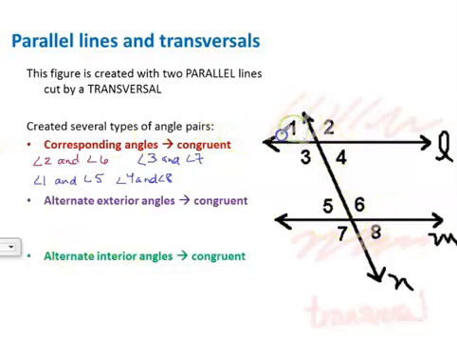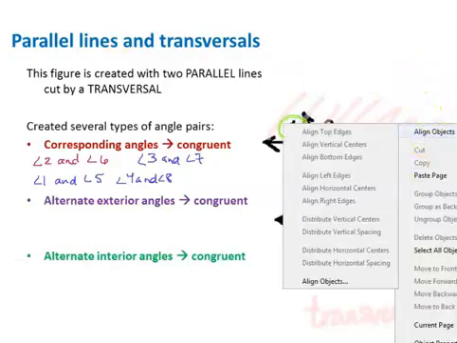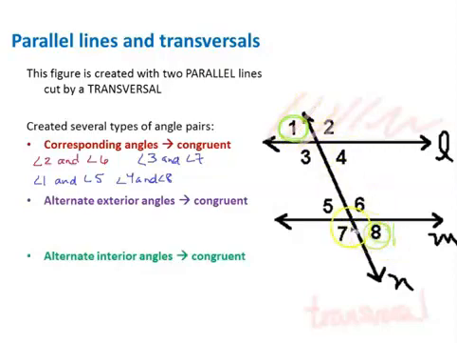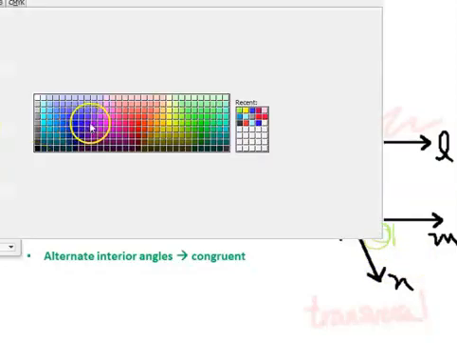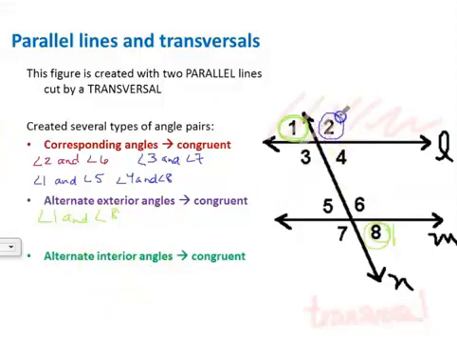So angle 1 and angle 8 are an example of alternate exterior angles. They're on the exterior of our two lines, L and M. They're on the exterior, and then they alternate on different sides of the transversal. So angles 1 and 8 are alternate exterior angles. There's only one other set of alternating exterior angles, and that's angles 2 and 7.